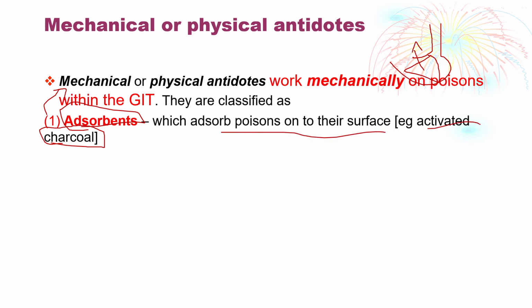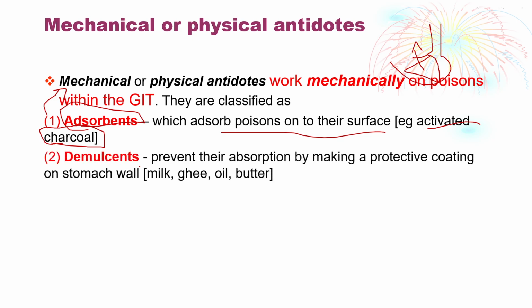And the highest example is the activated charcoal. After that, we are going for the demulcents. Demulcents are those poisons which again create a layer on all the intestinal layers, and these layers will create a barrier which will further stop the absorption of the poison. So these are the demulcents. Highest examples for the demulcents in the stomach are milk, ghee, oil, butter.